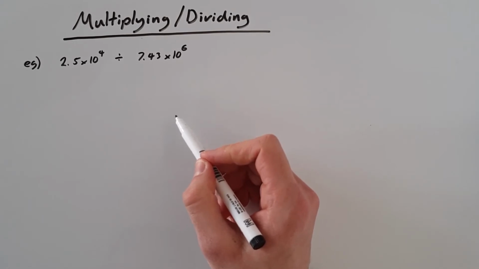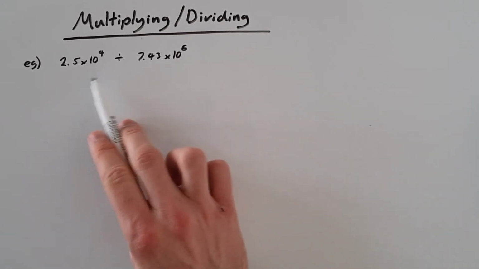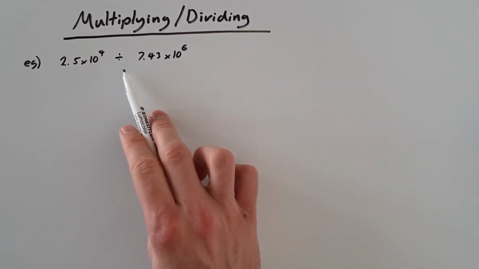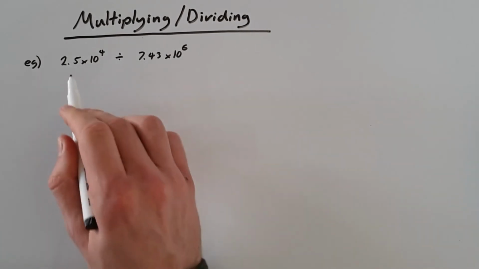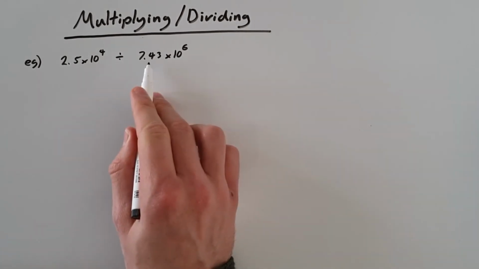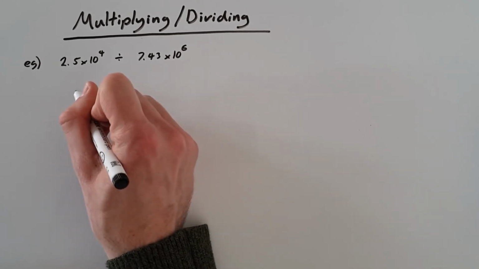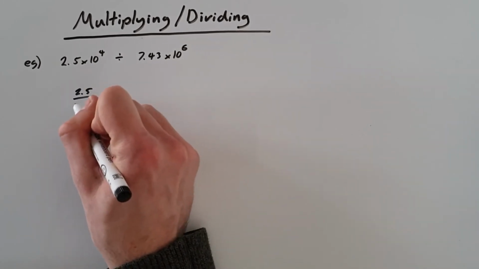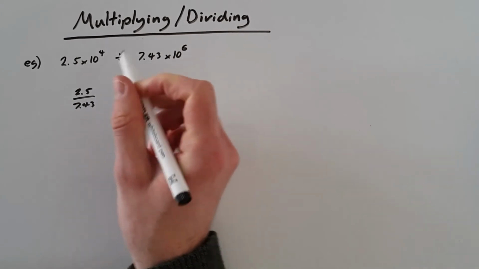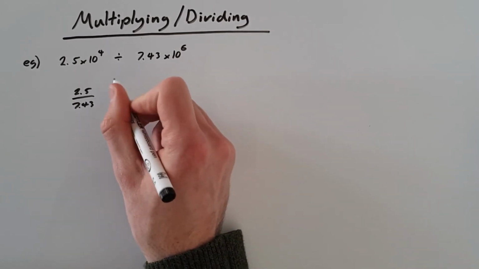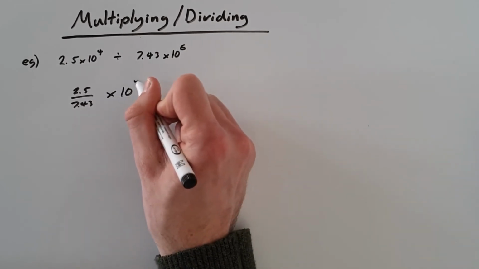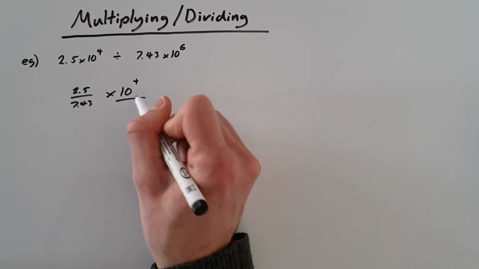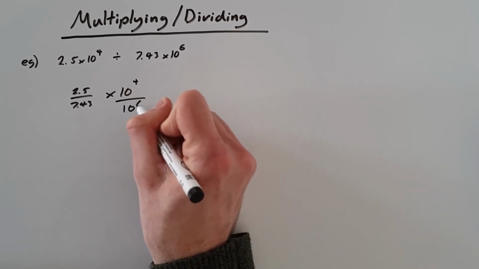Now to give you an example of dividing, we'll use the exact same example with the same numbers, but this time dividing. We follow the exact same rules as we did for multiplying. So we want to take our two numbers out the front, our 2.5, and we want to divide this by 7.43. So we've got 2.5 divided by 7.43, and then we want to keep this times 10 to the 4, and we want to divide that by our 10 to the 6.